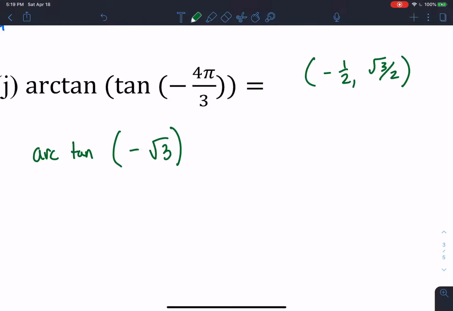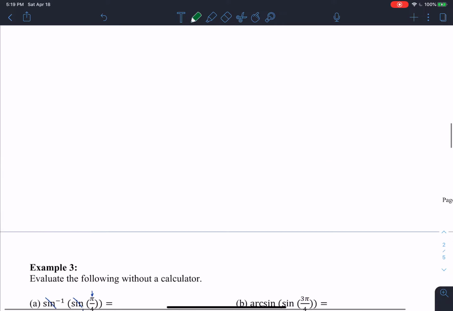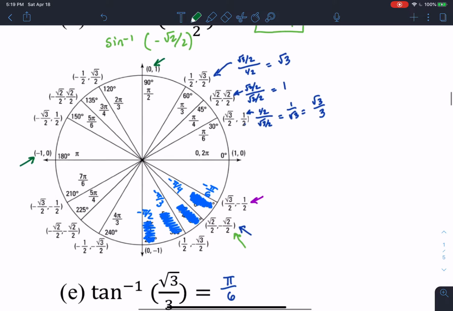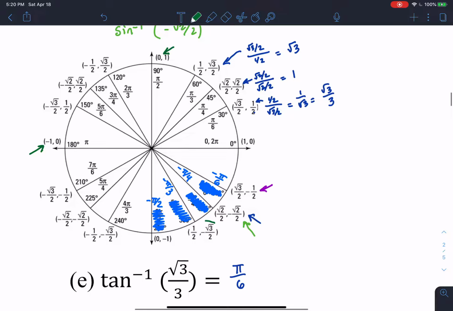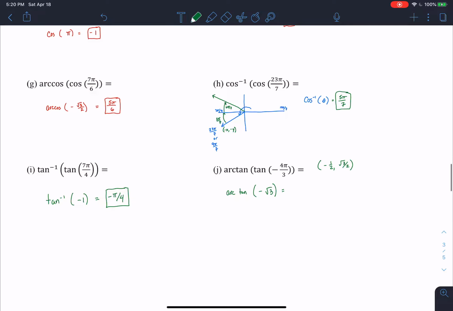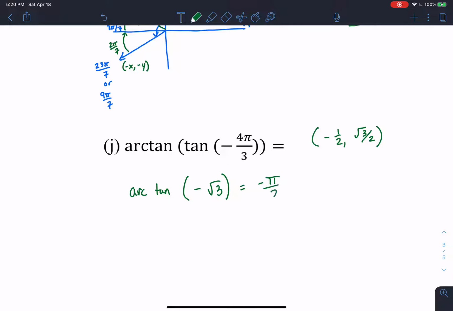Okay, now I need to figure out where in between negative pi over 2 and pi over 2 I am going to get, when I do the y term over the x term, -√3. All right, now if I go back up to my unit circle, I need 1/2 and √3 over 2. If I do the y term over the x term, that should give me -√3. So the angle that I want is negative pi over 3. That would be the answer for this one.